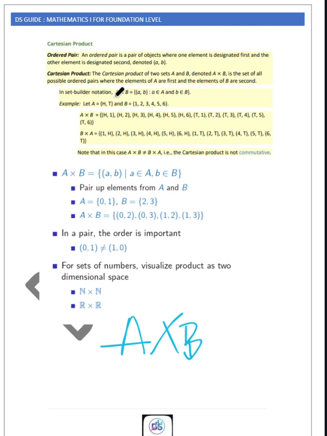For example, I am given two sets. A is H comma T and B is the numbers 1 to 6. I am asked for the Cartesian product A cross B. So Cartesian product is formed like this: you have to write a set in which you take the first element from the first set and the second element from the second set. So H comma 1, H comma 2, H comma 3 till H comma 6, and then T comma 1, T comma 2 till T comma 6 will be your elements.